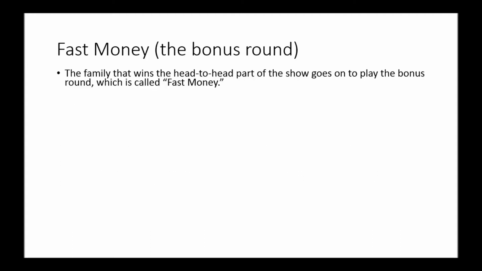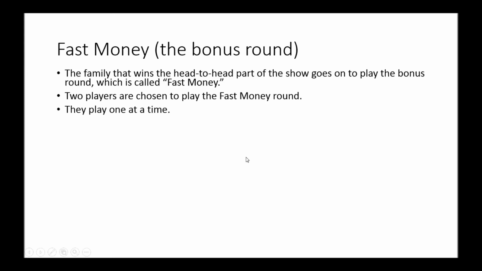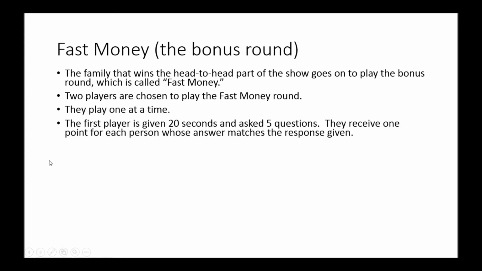All right, so let's get on to the fast money round. The family that wins the head-to-head show goes on to this bonus round called fast money. This is the only place in the show where a family can win money. Two players play, from the same family, of course. They take turns. One of them goes and then the other. The first person gets 20 seconds. They answer 5 questions, so they're given 5 surveys.